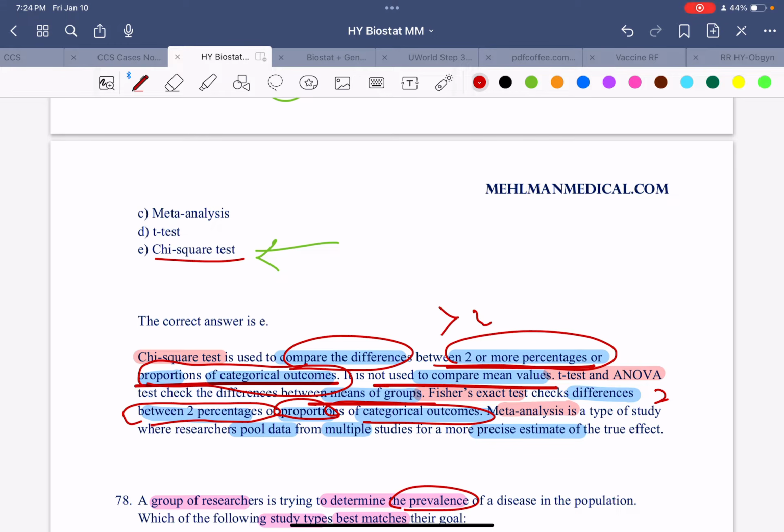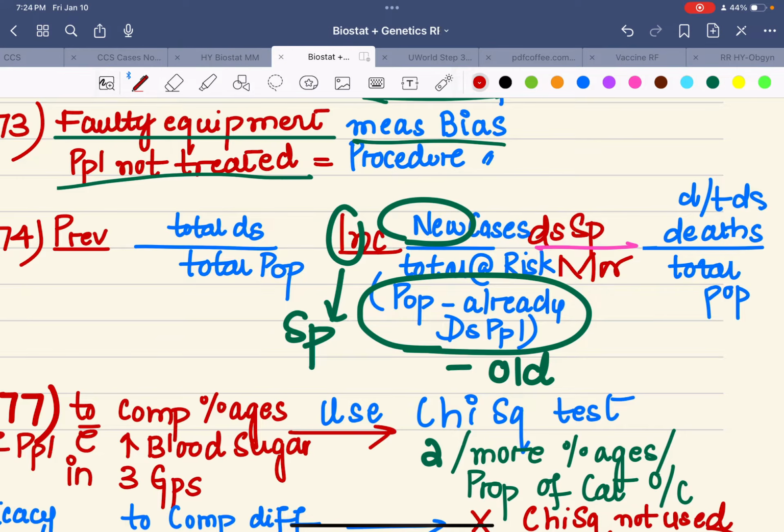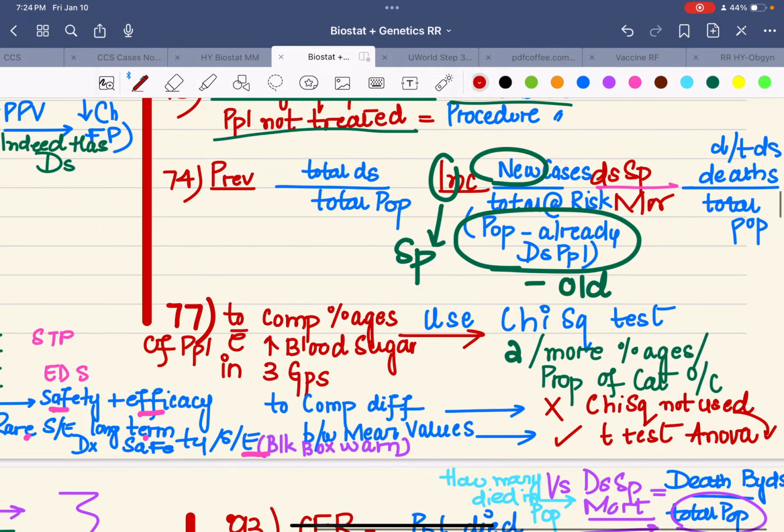And to compare the mean values of just 2 groups would be t-test, and to compare the mean values of greater than 2 groups would be ANOVA, and pooling of data from multiple studies to precisely estimate the true effect is known as meta-analysis. So we know that if we have to compare the percentages of people with increased blood sugar, which is a categorical outcome, yes or no, in 3 different groups, we will use chi-square test. Whereas if it was just 2 groups, we would have used Fisher exact.